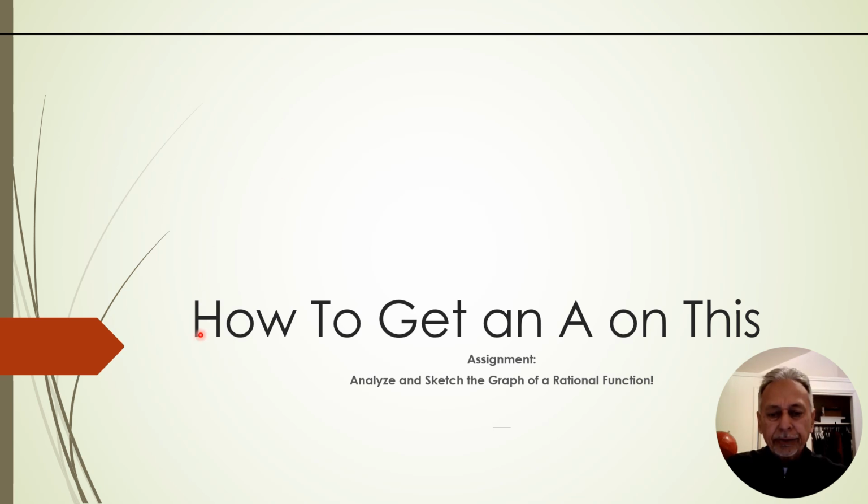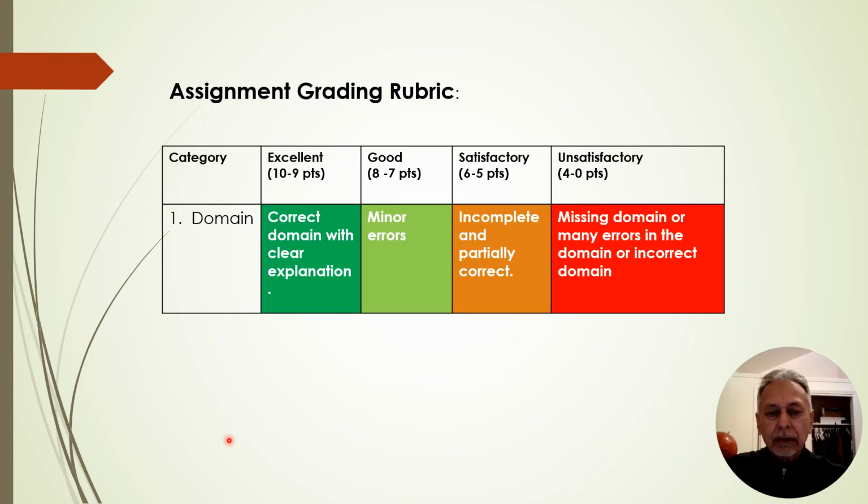And this video is about how to get an A on this assignment. Analyze and sketch the graph of the rational function. Well, here is the assignment grading rubric for this assignment.